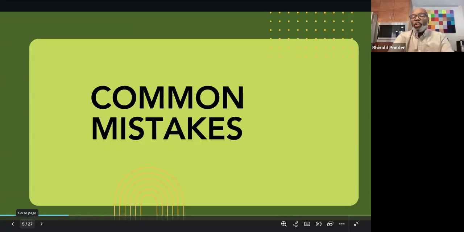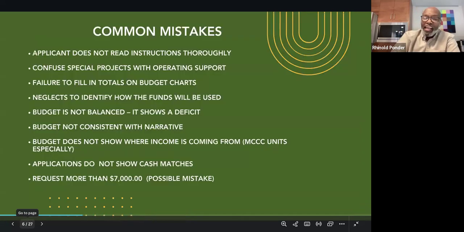Common mistakes. We're going to deal with the common mistakes first. And the reason we're going to deal with the common mistakes first is because our mission is to help you get your money, get the money you desire, get the money you need for your programming. The Mercer County Division on Culture and Heritage, they want you to have this money. And so we want to help you make that happen.